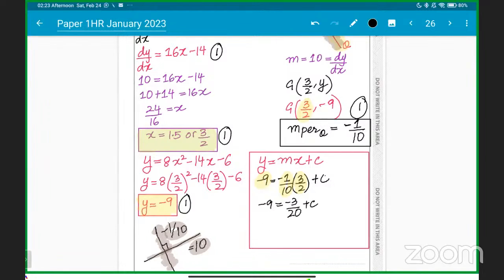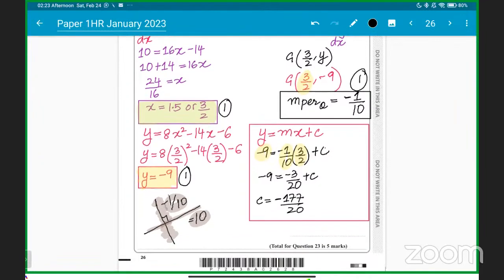So c equals negative 9 plus 3 over 20. Okay, negative 9 plus 3 over 20. So what you can do is negative 9 plus 3 over 20, and I'm getting c as negative 177 over 20. Okay, understood? Got it? And here's the equation for the line, sir. y equals minus 1 over 10 x, minus 177 over 20.